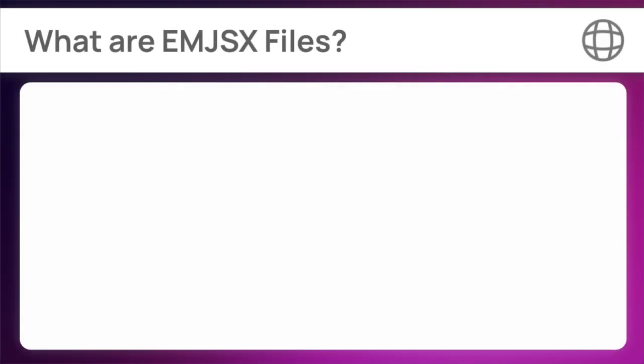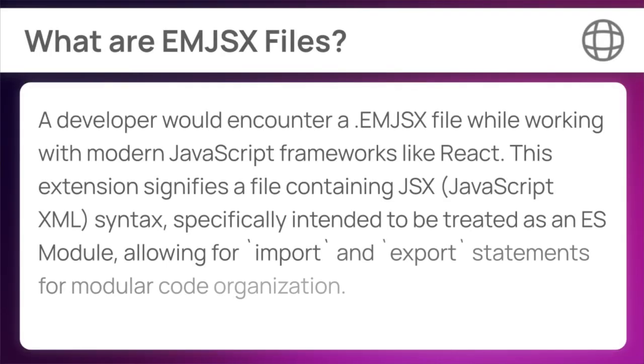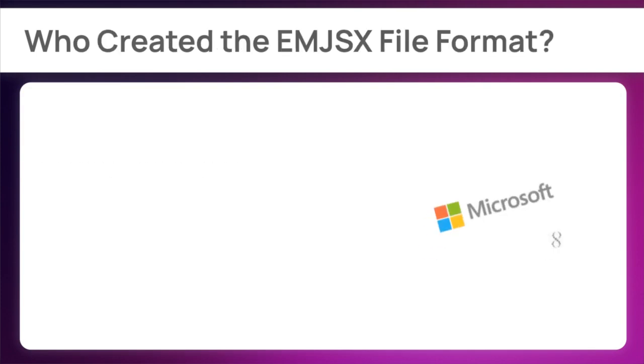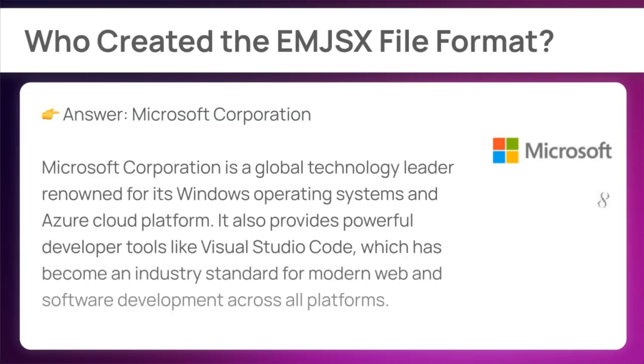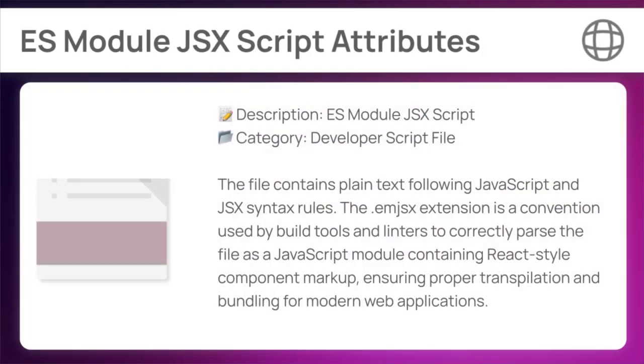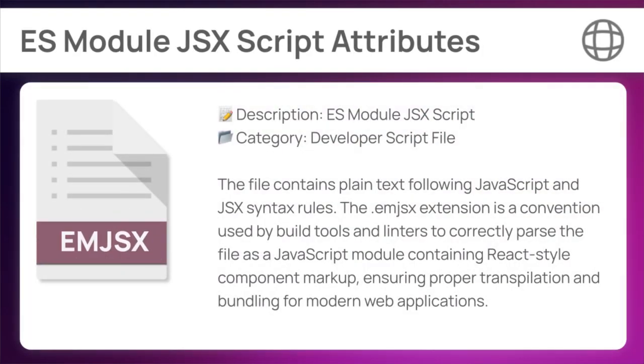A developer would encounter an EMJSX file while working with modern JavaScript frameworks like React. This extension signifies a file containing JSX, JavaScript XML syntax, specifically intended to be treated as an ES module, allowing for import and export statements for modular code organization. The file contains plain text following JavaScript and JSX syntax rules.